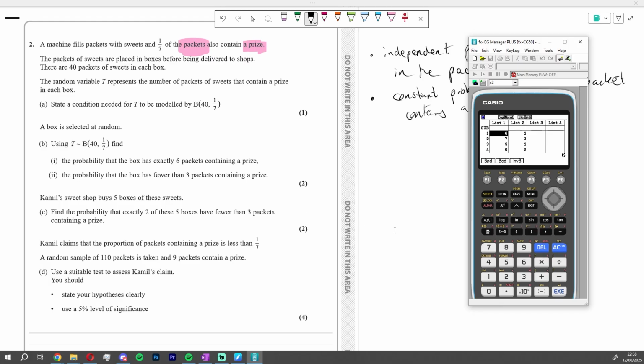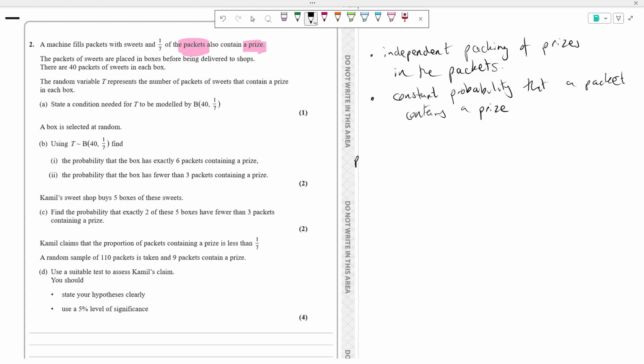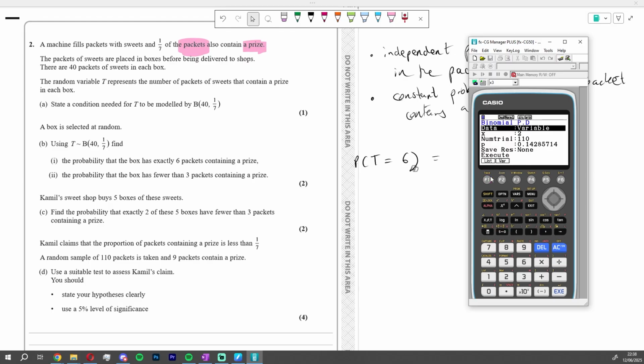Because we're trying to find the probability that T is equal to 6, in the other calculator you can use BPD, and then just set it to 6. Our sample size is 40, and we're going to be doing 1/7, and we should just get the probability of 0.1727.